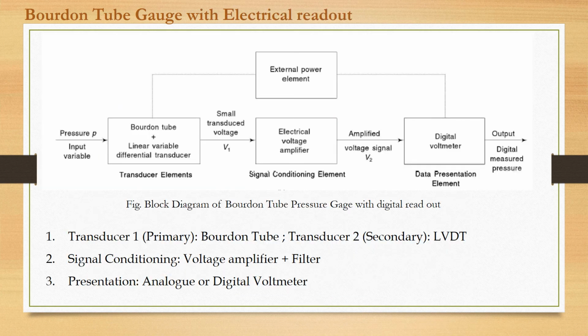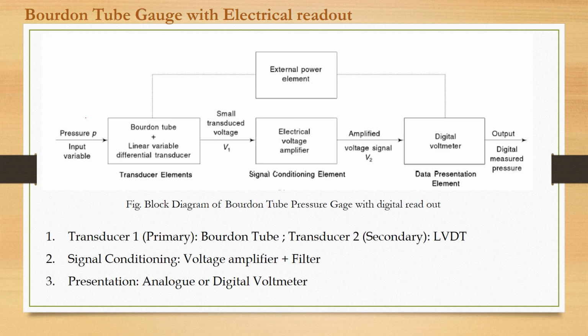Now we will come to the Bourdon tube gauge with electrical readout, because sometimes you prefer the electrical output, because these days with the advent of computers, the processing of electrical signals is much easier than some other signals. So this is the block diagram of a Bourdon tube pressure gauge with digital readout.